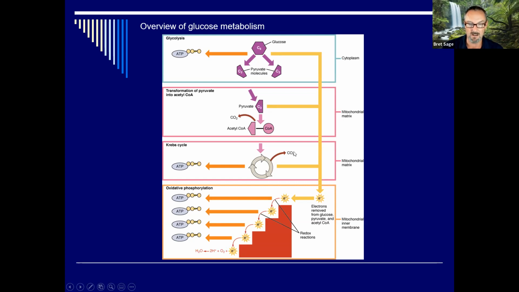We're going to be releasing carbon dioxide atoms. That's why we breathe out. That's what comes out of our breath when we breathe out, making more ATP. And then eventually our last process is called oxidative phosphorylation or electron transport.